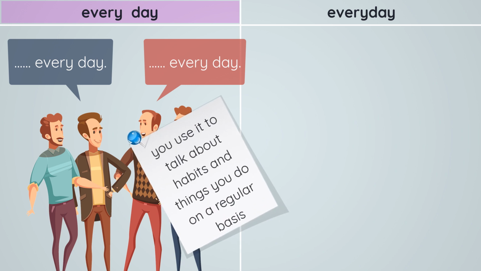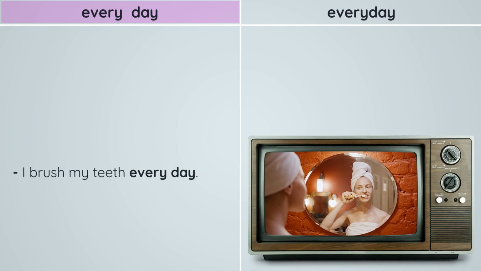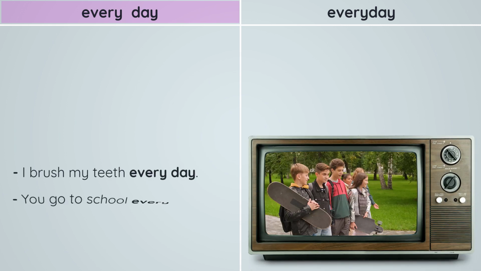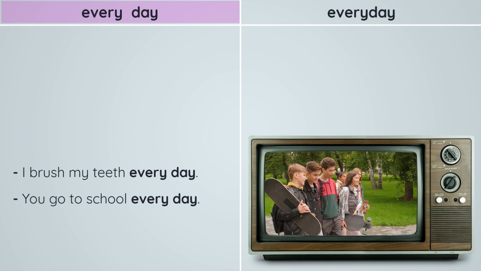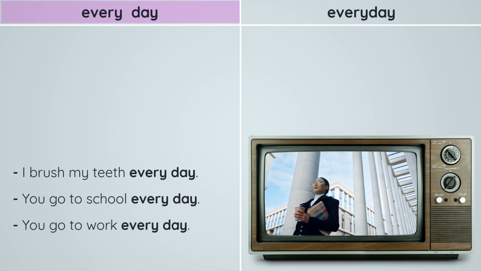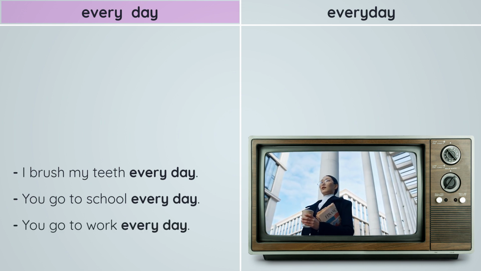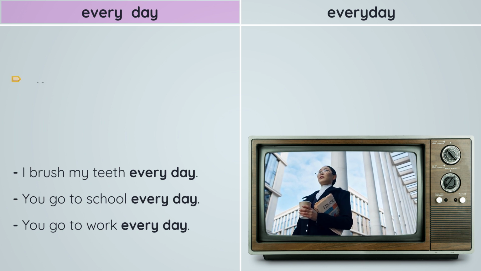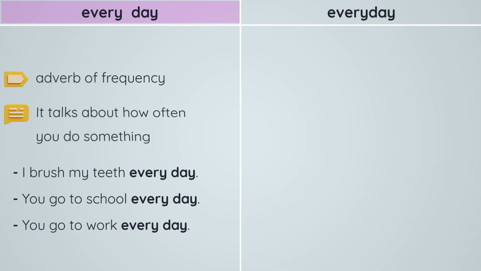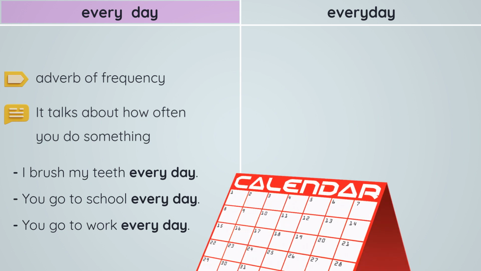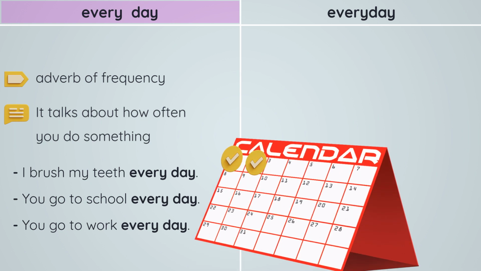Use it talking about habits and things you do on a regular basis. For example, I brush my teeth every day. You go to school every day, or you go to work every day, except weekends maybe. "Every day" is an adverb of frequency. It talks about how often you do something. Monday, Tuesday, Wednesday, Thursday, every day.